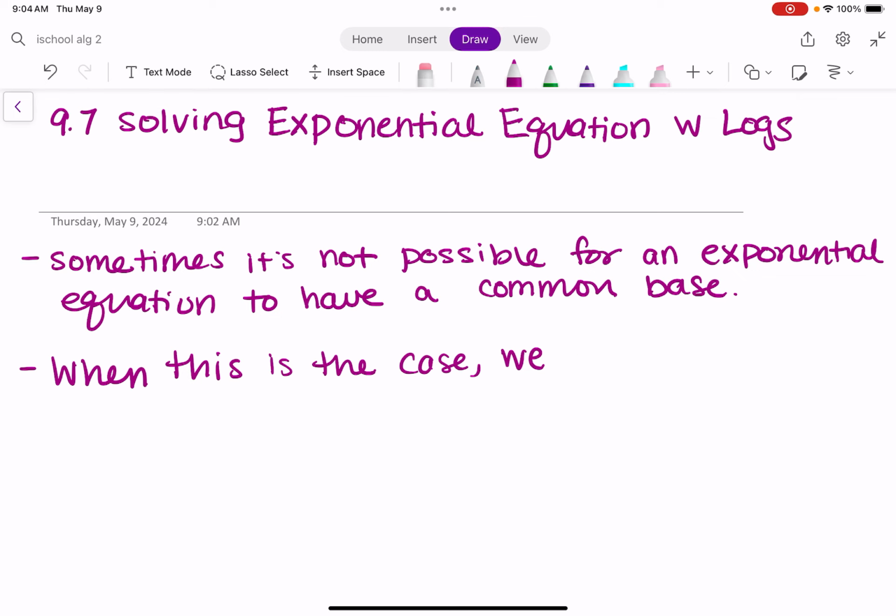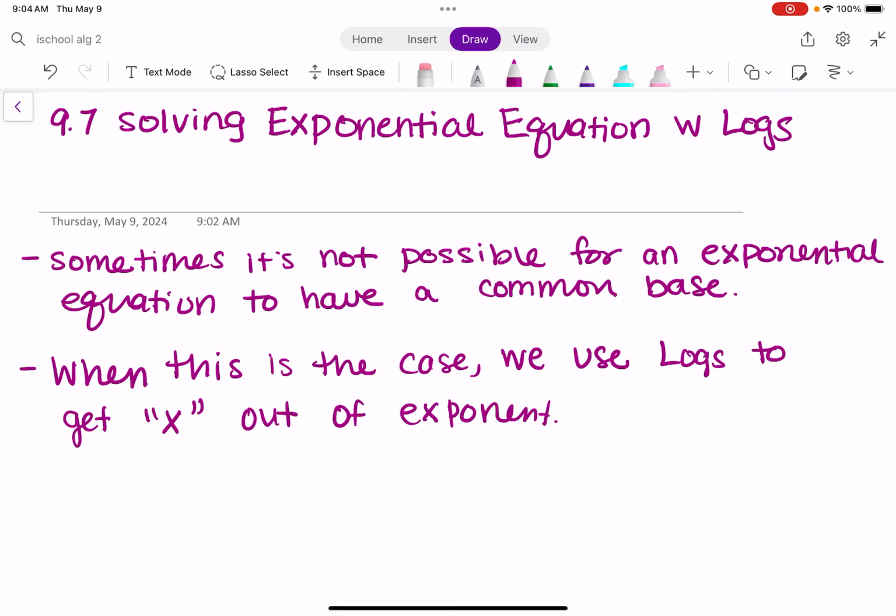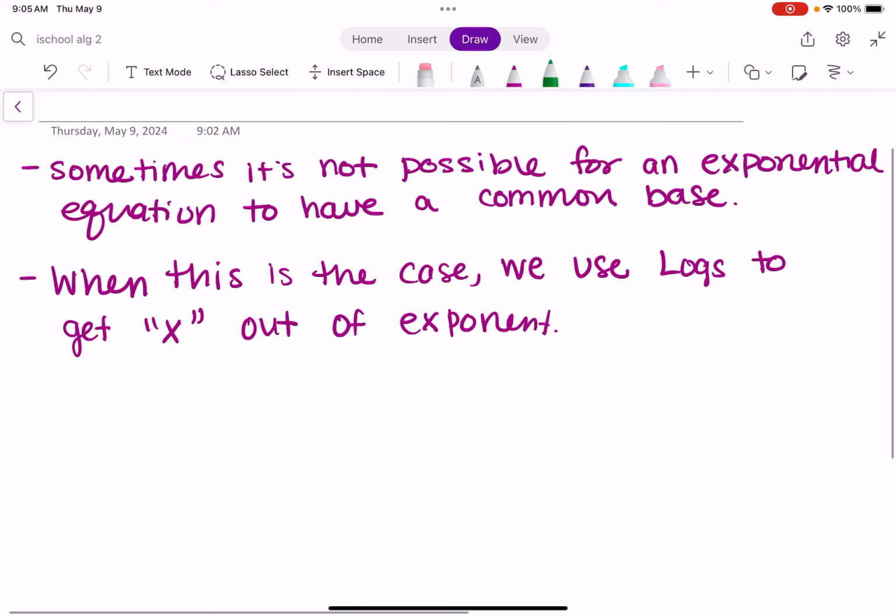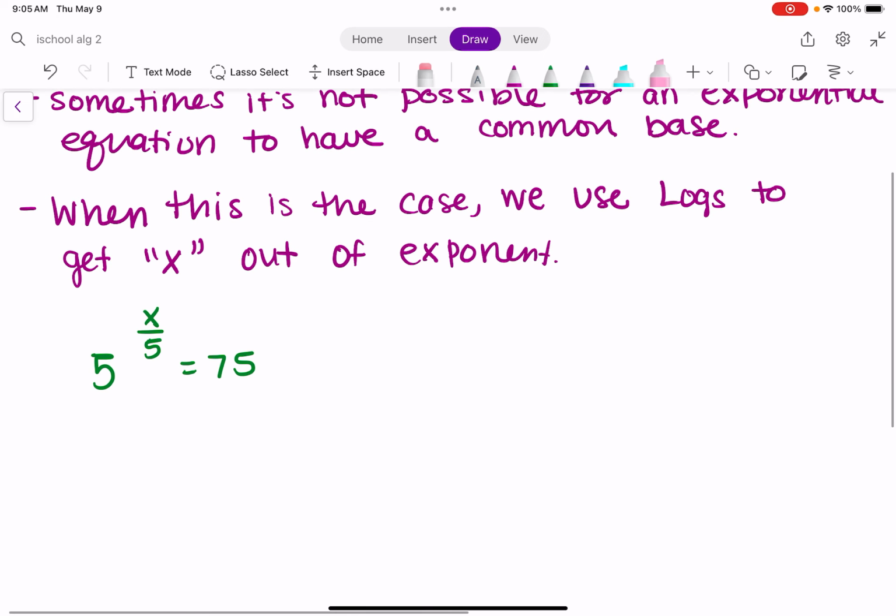So when this is the case, we use logs to get the x out of the exponent, right? Because our issue is, and we'll see this with, let me write an example first. So like, let's say we have 5 to the power of x over 5 equals 75, okay? Our issue with these equations is that x is in the exponent, and I don't know how to deal with it when x is in the exponent.